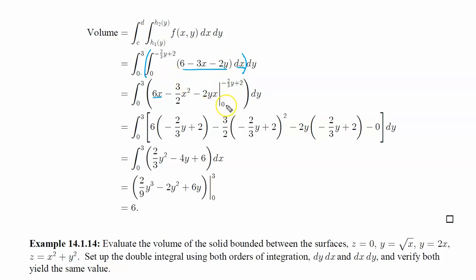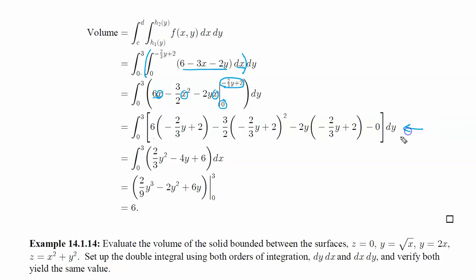Then the limits are as we have here. Now when we evaluate this, anywhere we see an x, we have to put in this and subtract, right? So putting -2/3 y plus 2 in for each x, you get this right here. There you go. And then putting 0 in for all the x's, you just get back 0. And there you go.